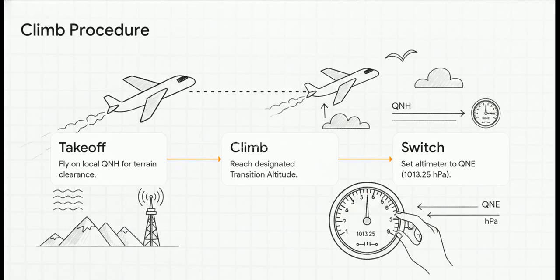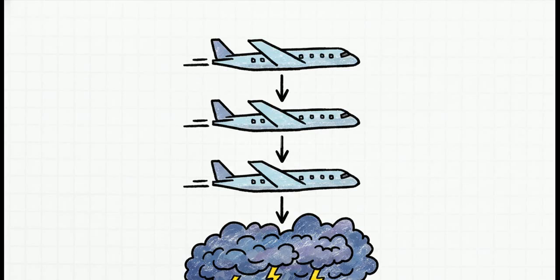Step 3. Once you're safely above the terrain, the pilot reaches over and switches the altimeter from the local QNH to that universal QNE standard of 1013.25 hectopascals. The real brilliance of this procedure is all about traffic management. By making sure every single aircraft in the upper airspace uses the exact same pressure datum of 1013.25, air traffic control can ensure perfect vertical separation.